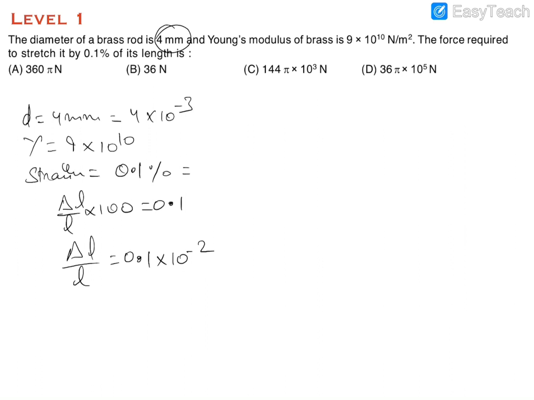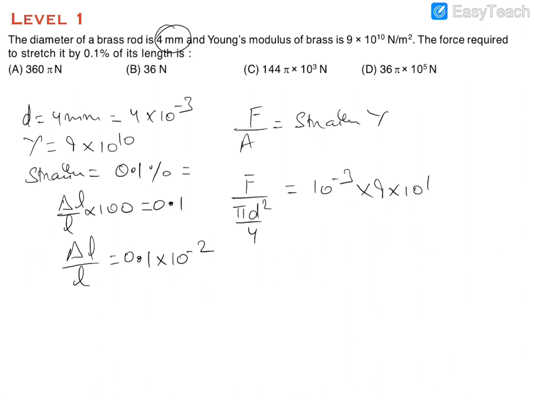Okay, now we know that force upon area is equal to strain into Young's modulus. This force upon area is stress. So force we need to calculate and area is pi d square by 4. And strain is 10 to the power minus 3. You can see that this is 10 to the power minus 3. And Young's modulus is 9 into 10 raised to power 10.